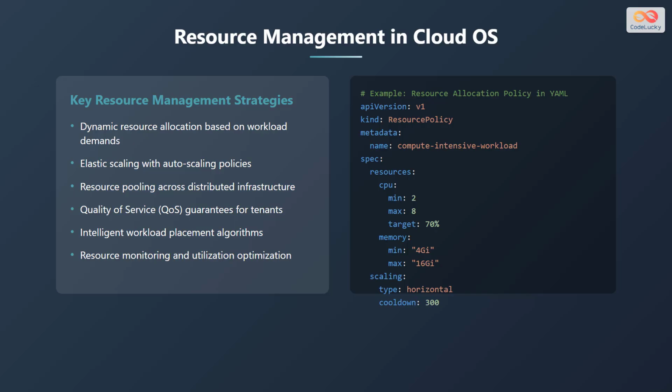Let's discuss resource management in cloud operating systems. Key resource management strategies include dynamic resource allocation based on workload demands, elastic scaling with auto-scaling policies, resource pooling across distributed infrastructure, quality of service guarantees for tenants, intelligent workload placement algorithms, and resource monitoring and utilization optimization. Here is an example of a resource allocation policy in YAML, where you can define the minimum, maximum, and target central processing unit and memory resources for a compute-intensive workload, as well as the scaling type and cooldown period.